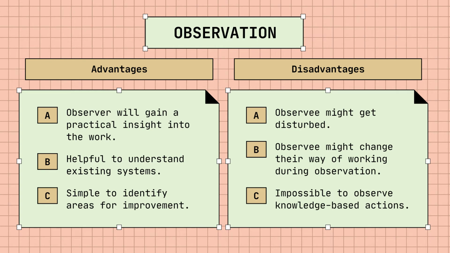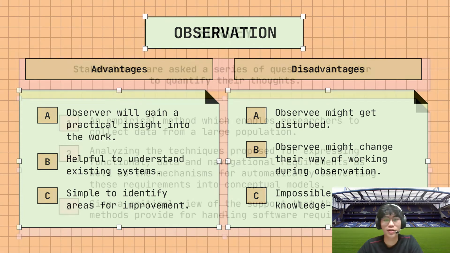The key points being, firstly, the observer might get disturbed, followed by the observed might change their way of working during observation. And lastly, it's impossible to observe knowledge-based actions.